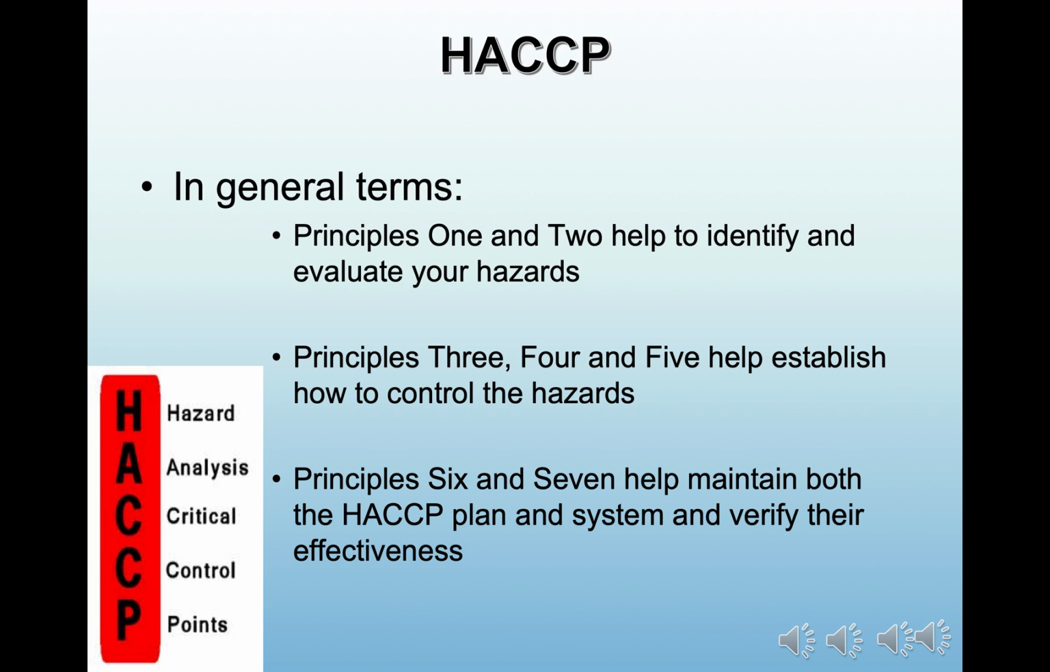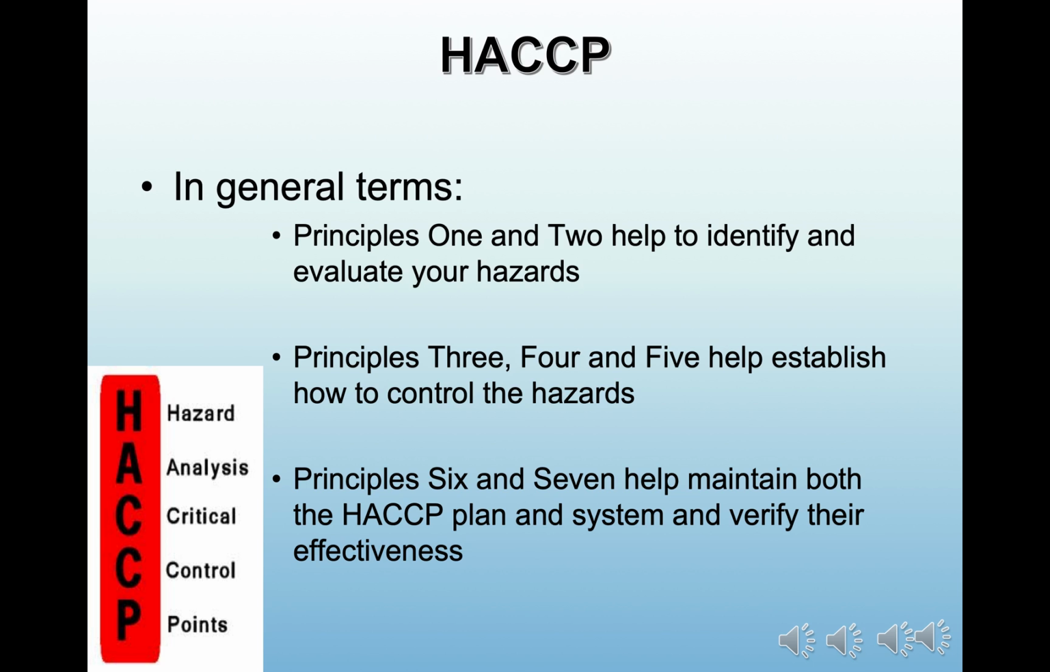Principle 5 asks us to identify corrective actions. For this principle, we can take the internal temperature of our chicken, and if it has not reached its necessary internal temperature, then the corrective action is to continue cooking it until we reach 165 degrees Fahrenheit for 15 seconds.